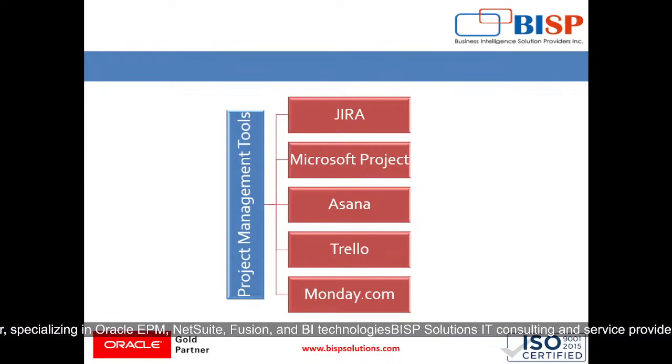Jira is for tracking tasks, bugs and sprints. Microsoft Project is for detailed project planning, Gantt charts and resource management, and Asana is for managing tasks, assignments, deadlines and collaboration. Trello is a simple visual tool using boards and cards to track progress. Monday.com is for customizable workflows for tracking implementation milestones and team responsibilities.